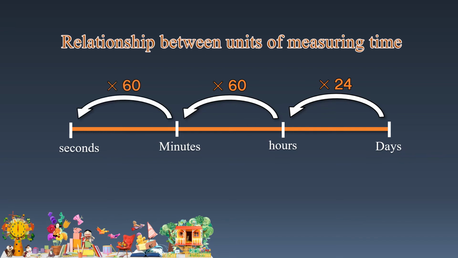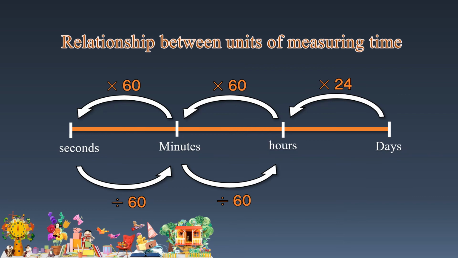So we'll consider the other way around also. If the time is given in seconds and you want to convert it into minutes, you can simply divide it by 60. If the time is given in minutes and you want it in terms of hours, you can simply divide the minutes by 60. If the time is given in hours and you want it in terms of days, you can simply divide the number of hours by 24.